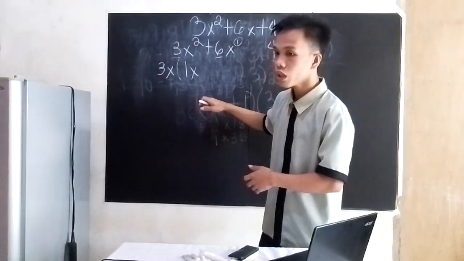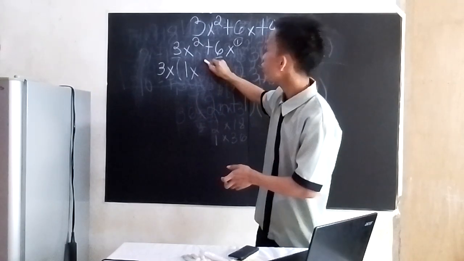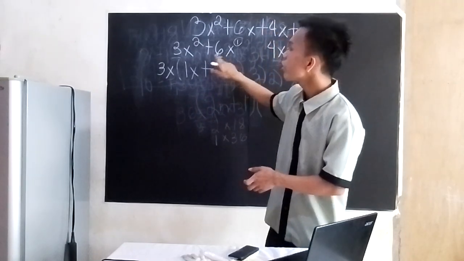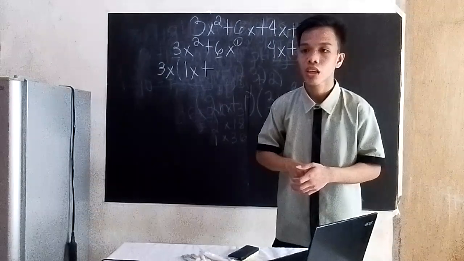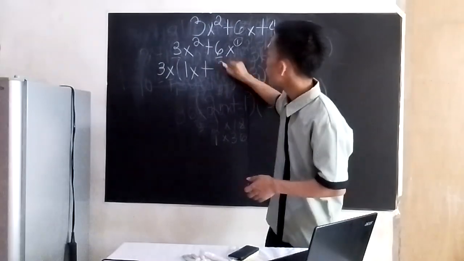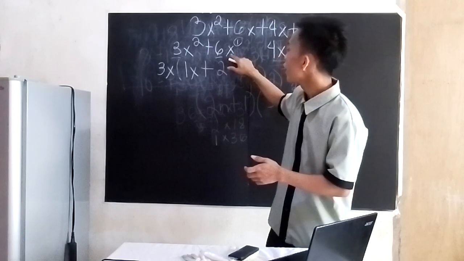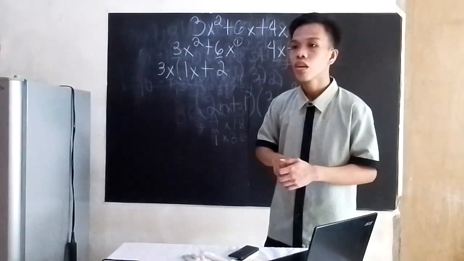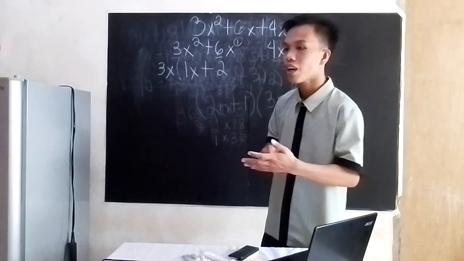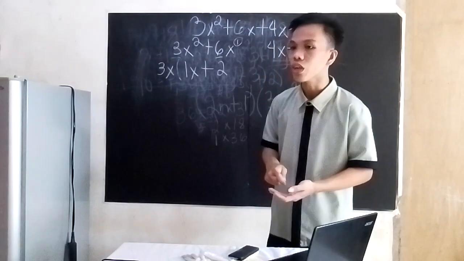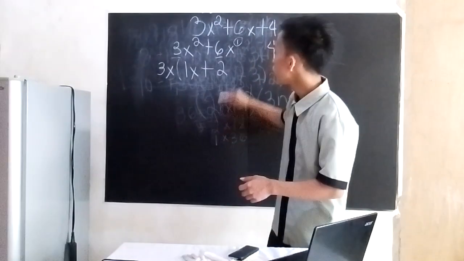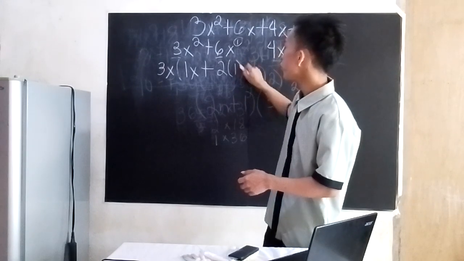So shall we put 1? Not anymore. So plus, what is 6 divided by 3? That's right, so that will be 2. Next, what is x over x? Any number divided by itself, the result is 1. So that will be 2 multiplied by 1.